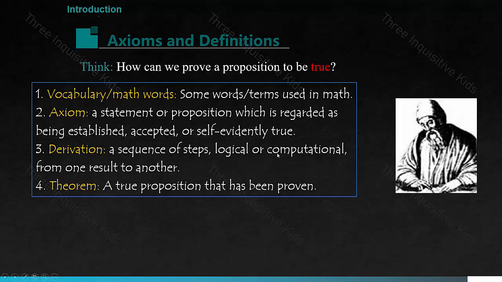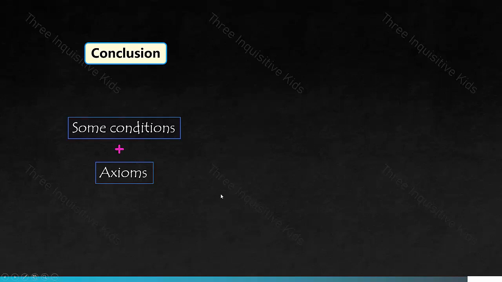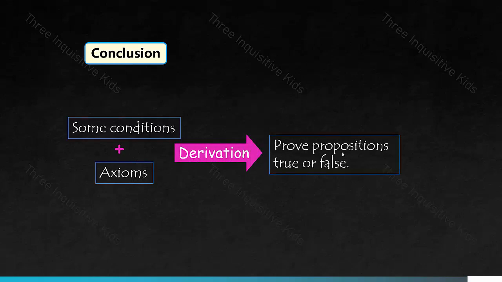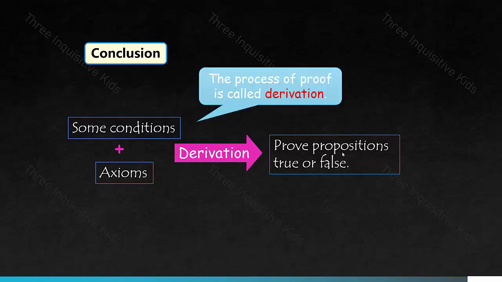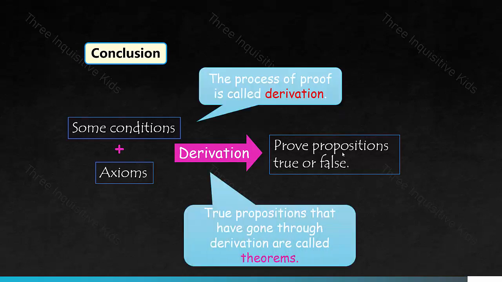Let's say that you come up with a conclusion. You have to explain very clearly why that's your conclusion. You have to write because this, therefore this, therefore this, and so on. And a theorem is a true proposition that has already been proven. So if we have our axioms plus some given conditions from this specific problem, we're going to use our derivation and logical thinking to prove the propositions true or false. This might be a little confusing at first, but throughout the slides you'll start to understand. This process of proof is called derivation. And true propositions that have already gone through derivation are called theorems.